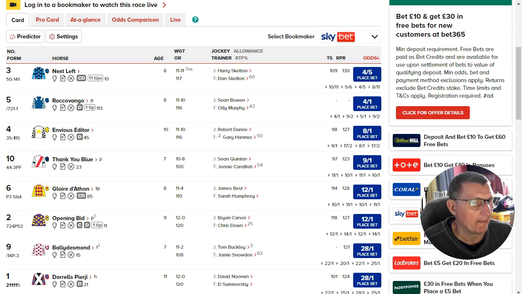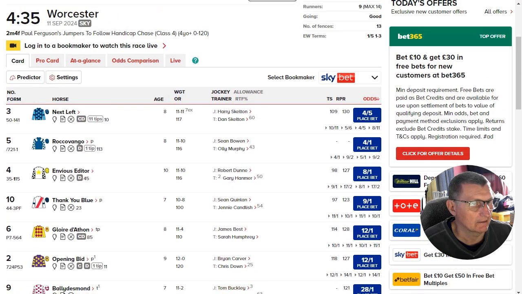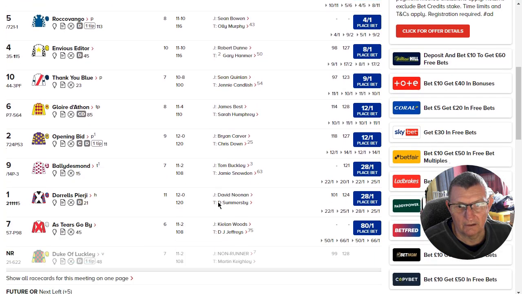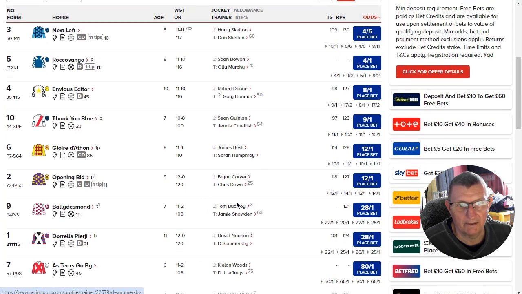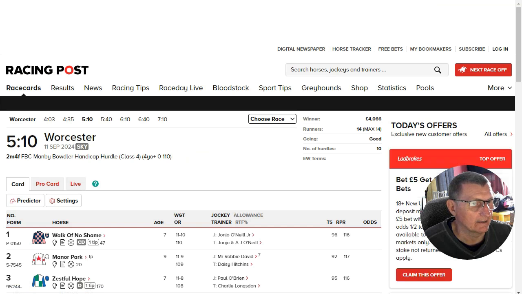So I've got in the 1635 Duke of Lackey. Well, he's a non-runner, so that's not one. Gloria Daffon. Well, I don't think he's going to be favourite. Bally's Maid Mond, another one that's not going to be favourite. And Opening Bid, which is another one that I doubt is going to be favourite. Opening Bid, 12 to 1 as well. No. So we go to 1710, as I said.